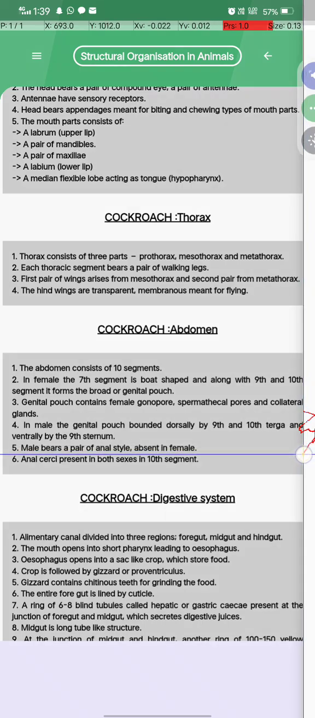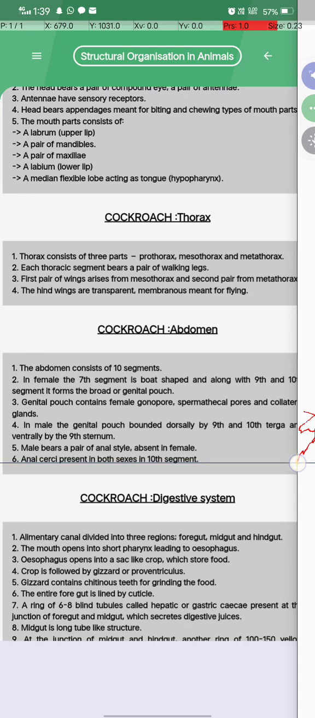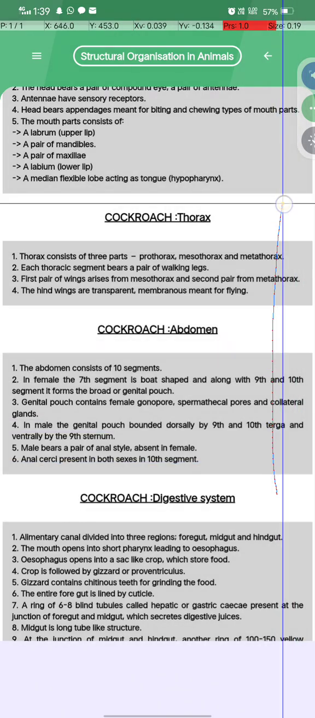Male bears a pair of anal styles, which are absent in the female. Anal cerci are present in both sexes in the 10th segment.